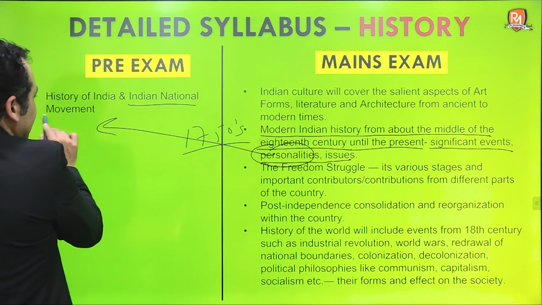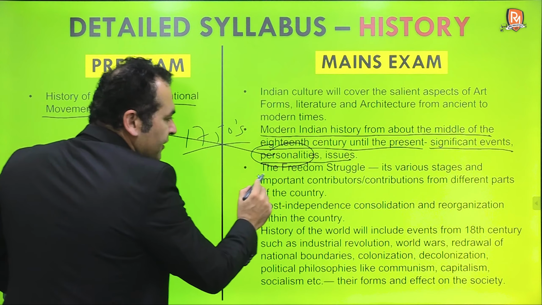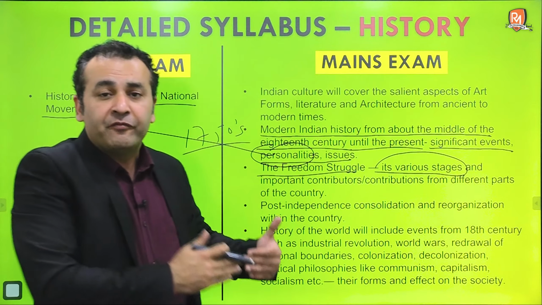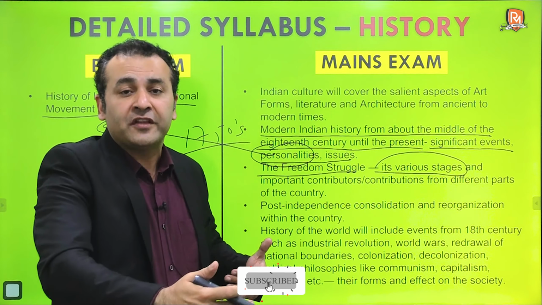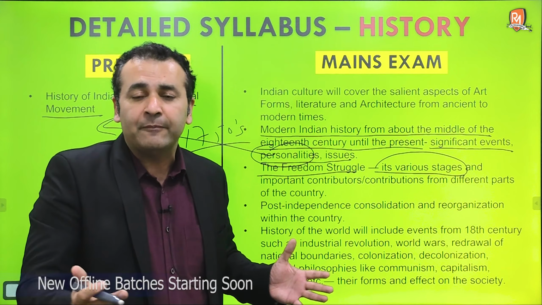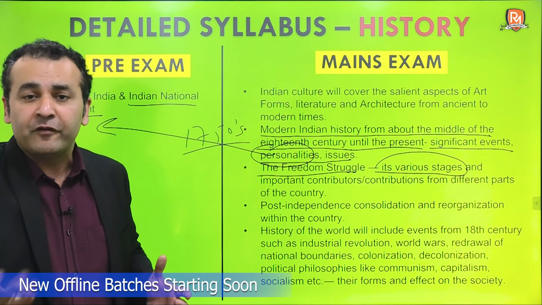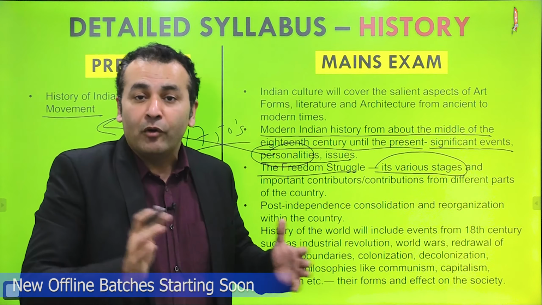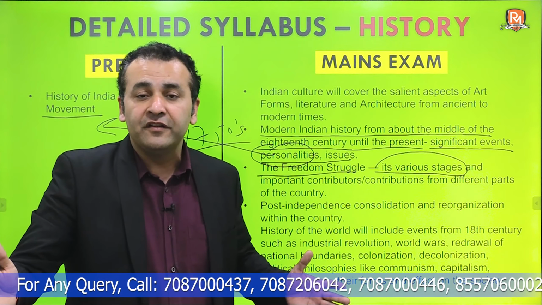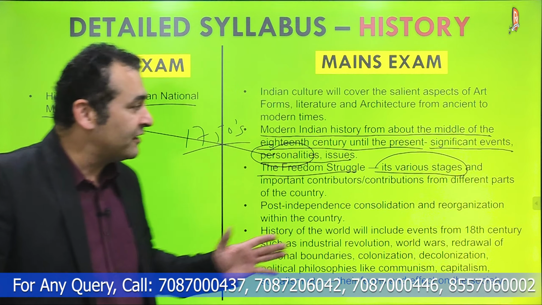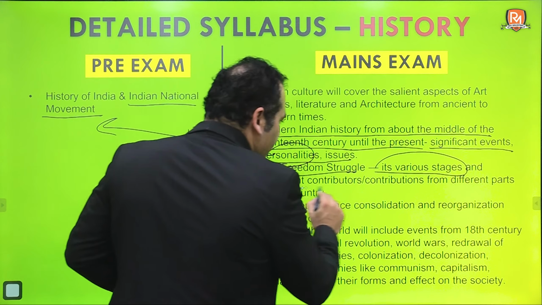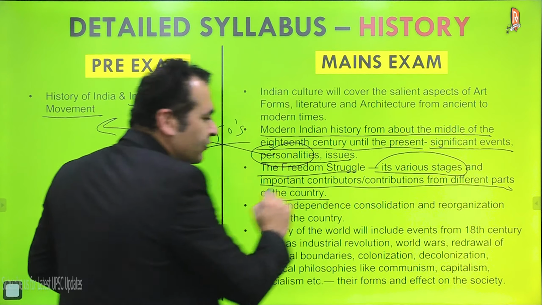Now here they have written Indian national movement. Look at this side: the freedom struggle, its various stages. Stages like pre-1857. One stage is 1857, which is not just an event; it is a very big process that happened. Then after 1857, the birth of Congress, moderate era, extremist era, Gandhian era, revolutionary phases, separatism.